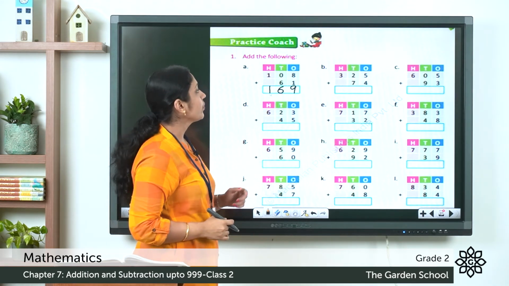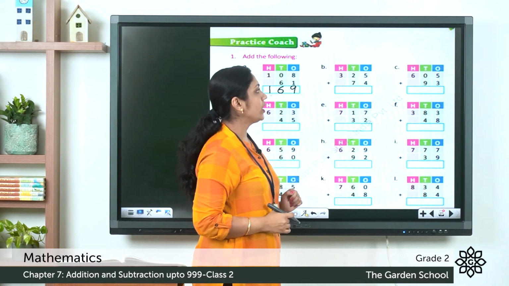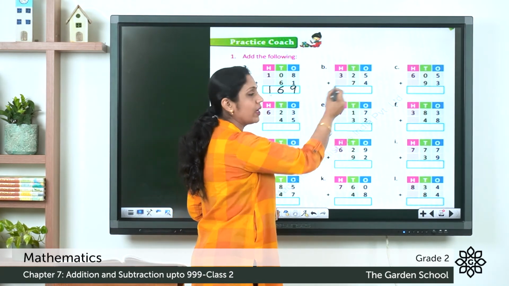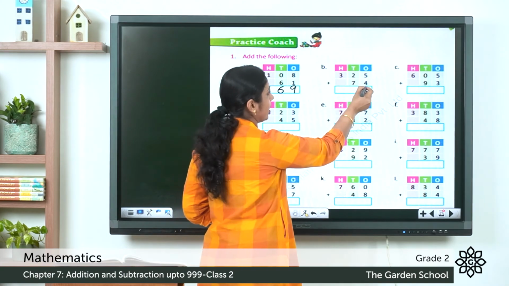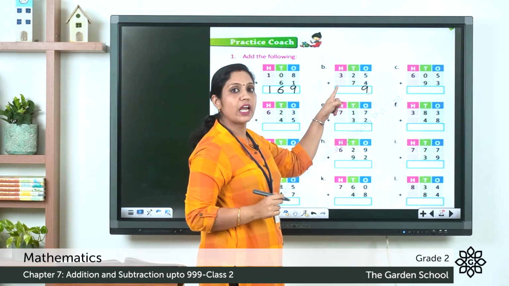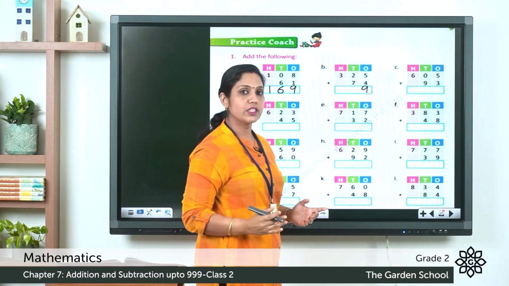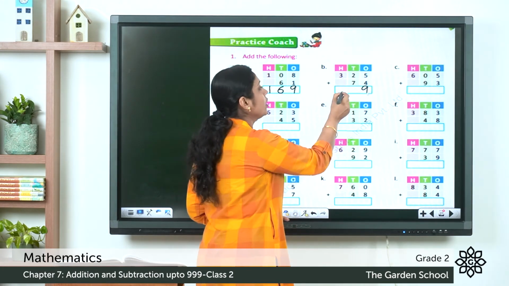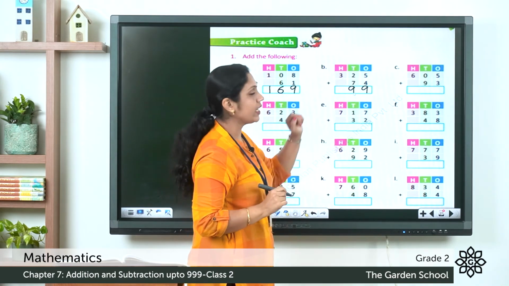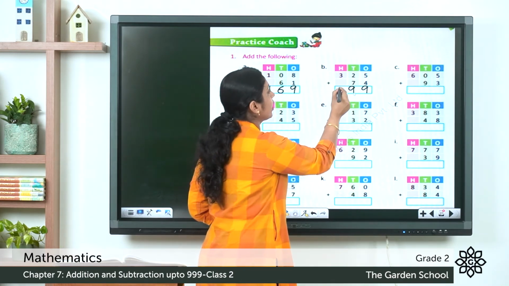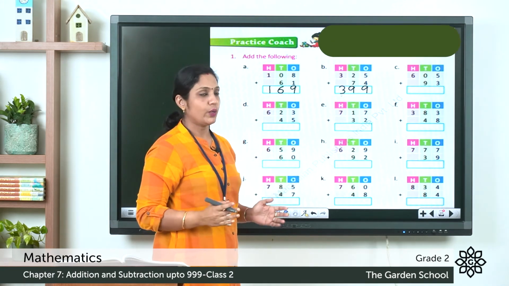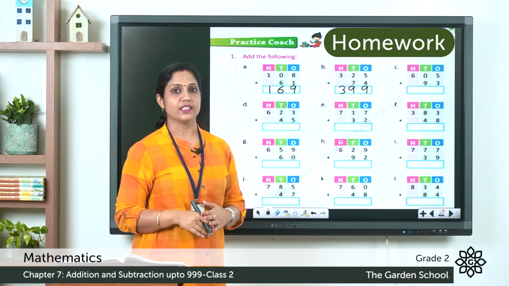Let's do one more. Here you have 325 plus 74. Question number B. So 5 plus 4 is 9. Write it under the ones place. Then we'll move on to the tens place. You have 2 plus 7. So how much is 2 plus 7? It is 9. So that 9 also write it in the tens place. Then we have 3 in the hundreds place. That 3 you can write it with the answer, and you got the answer 399. Likewise, you can complete rest of the exercises.